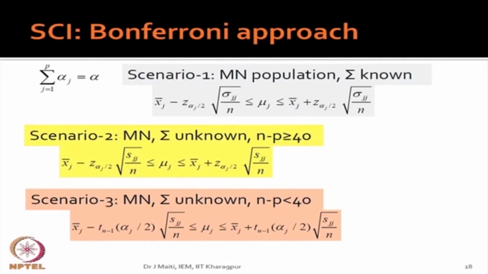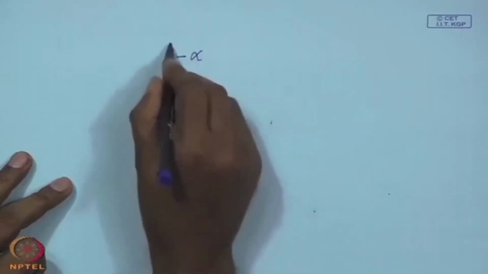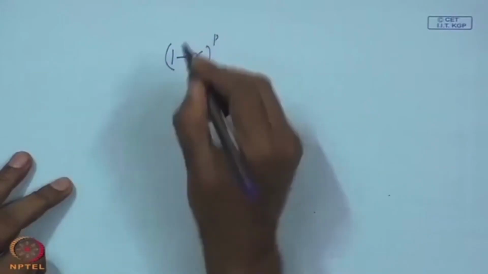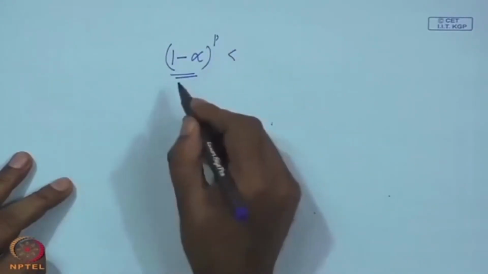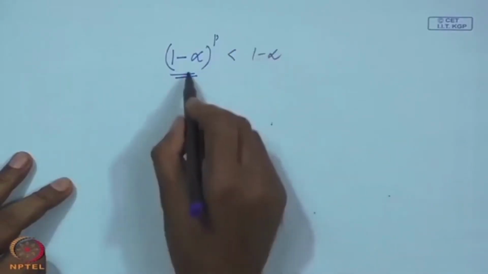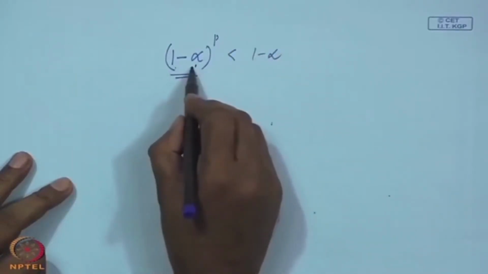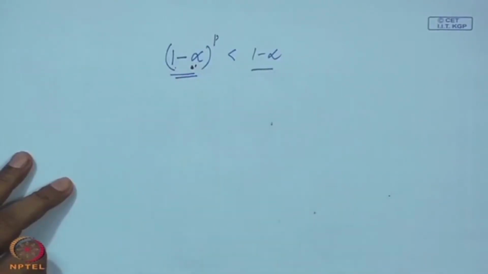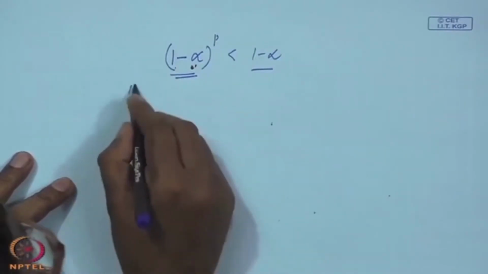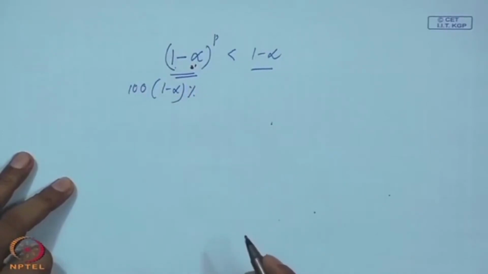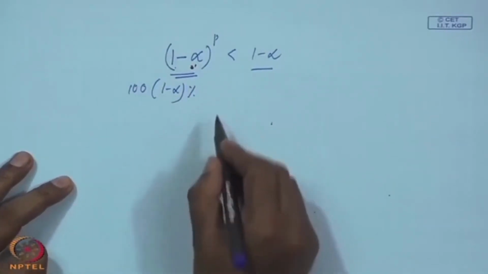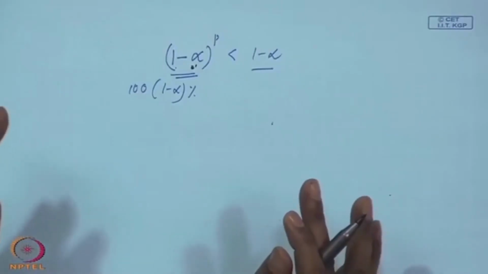The Bonferroni approach says that our sole problem is that when I have a large number of variables, I am not getting this one. Now, this quantity definitely is less than 1 minus alpha, because 1 minus alpha is always less than 1. So, what Bonferroni says is that if we want to find collectively a 1 minus alpha into 100% confidence interval, you tighten the individual intervals.